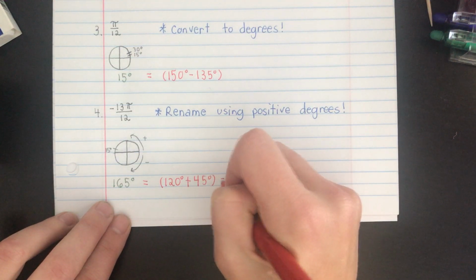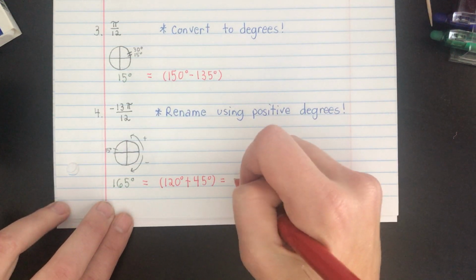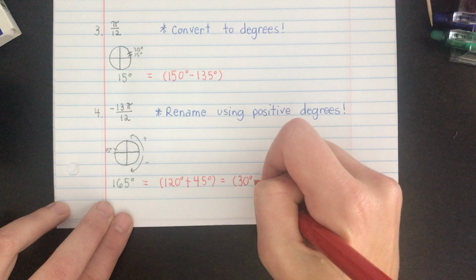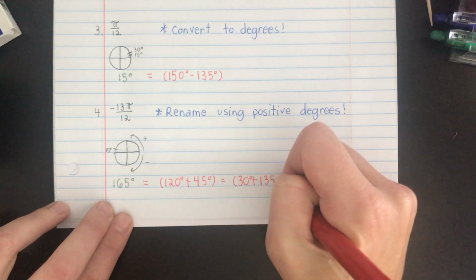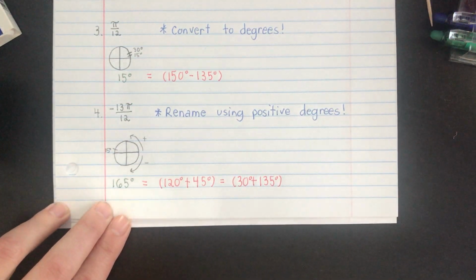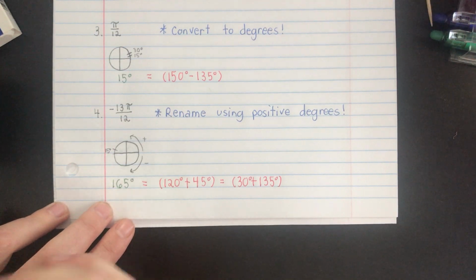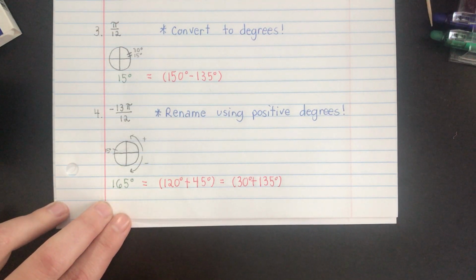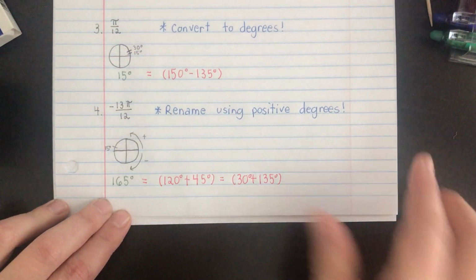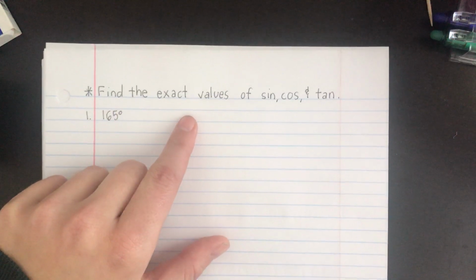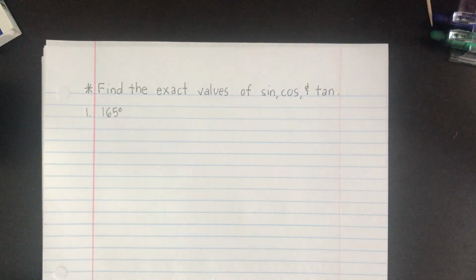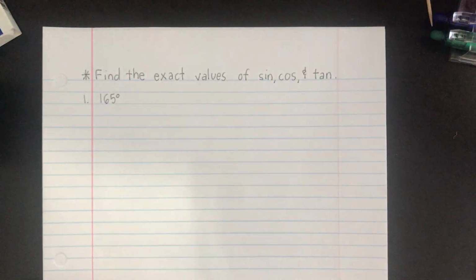Or you could even do 30 degrees plus 135 degrees. Okay, so that's splitting. Now let's look at what we're going to be doing with this today. Find the exact values of sine, cosine, and tangent. Again, we're going to have to use our formula card with our sum and difference formulas.